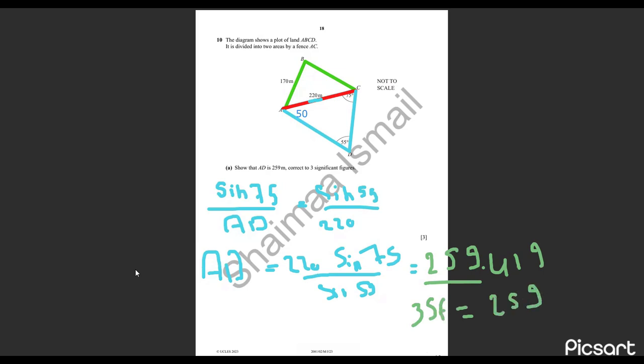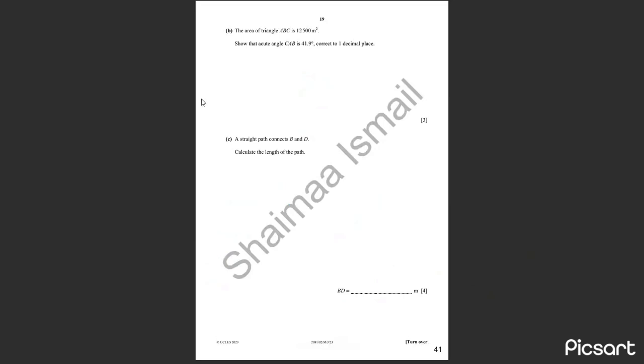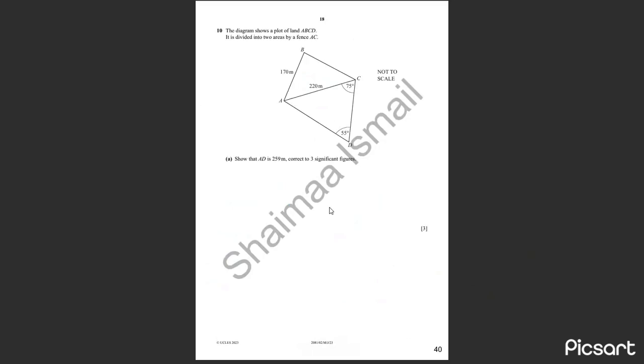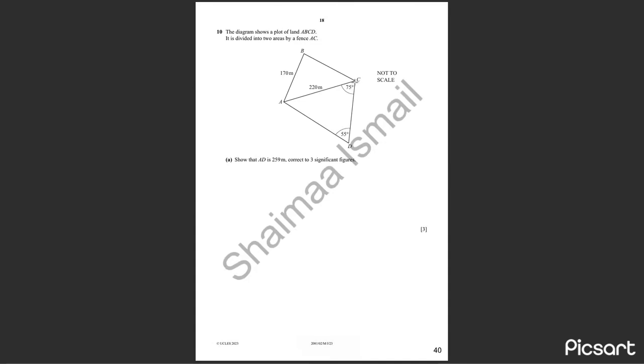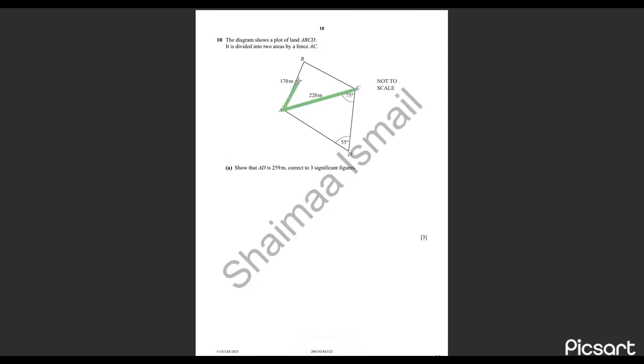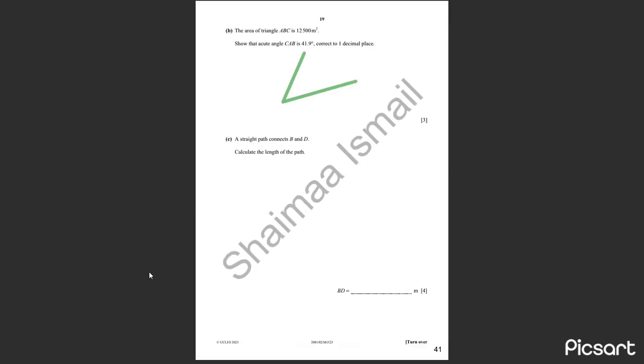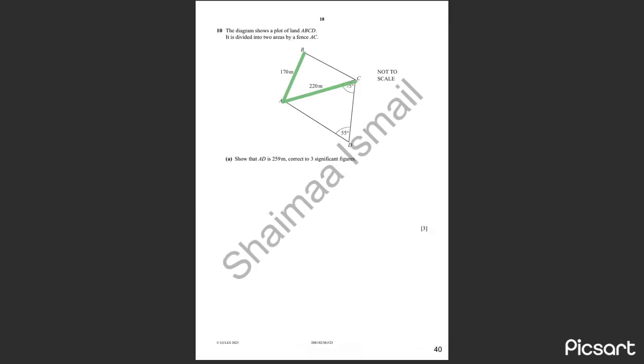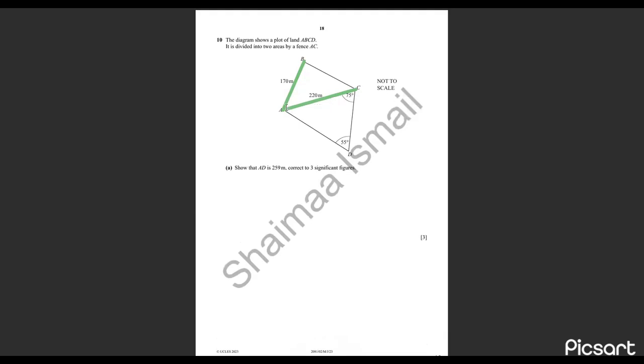Okay, one question on one page. Here the area of the ABC is 12,500. Show that the acute angle CAB equal to 41.19. Here CAB equal to, he asked here, show this equal to 41.19. So he say this is equal to 41.19. Okay.